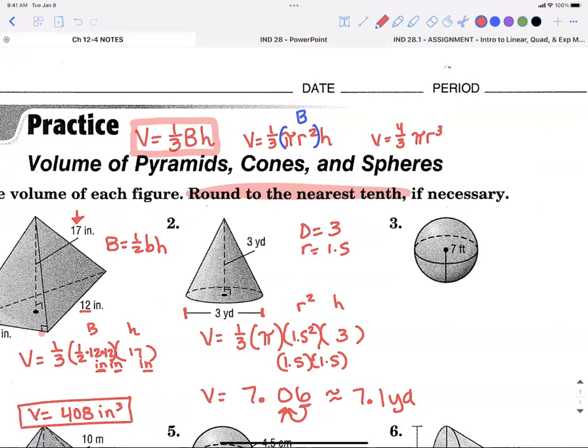Well, how many yards do I have in my equation? 1.5 yards times 1.5 yards times 3 yards. That's 3, so it would be cubed. However many yards numbers you have in your problem is how many yards you're going to have in your answer.